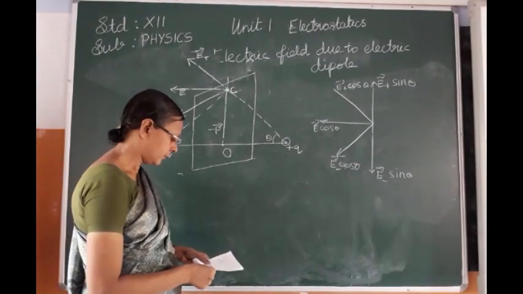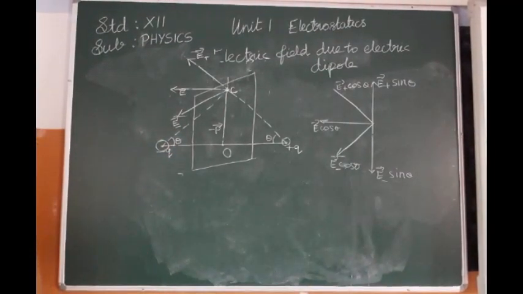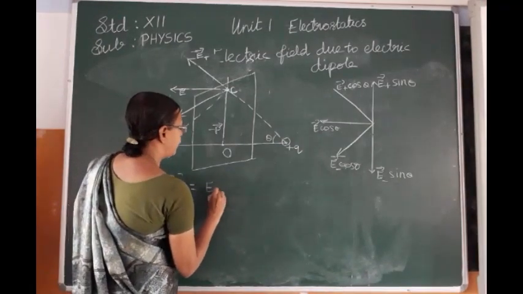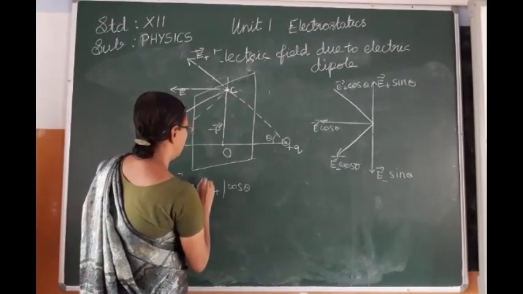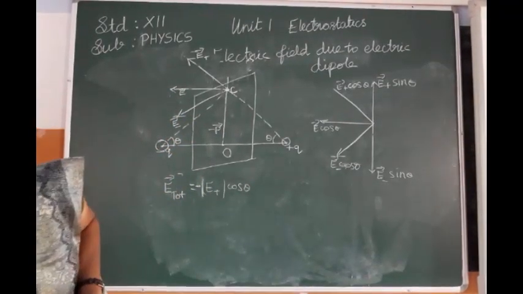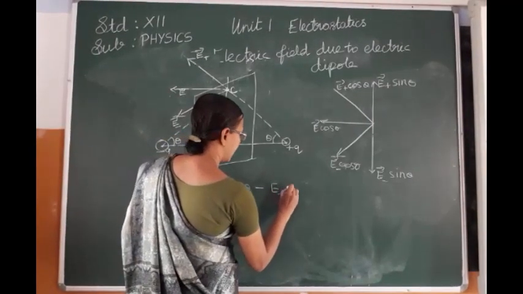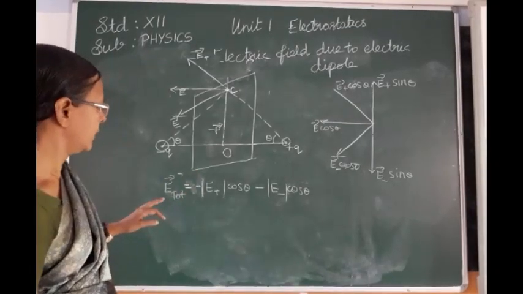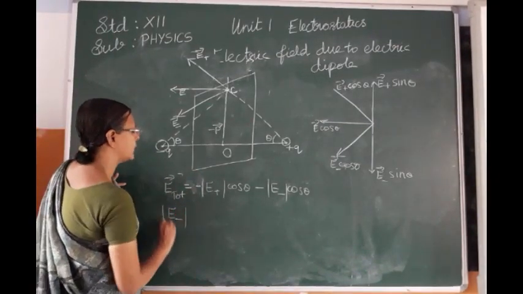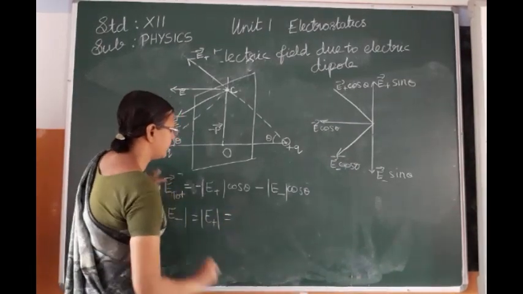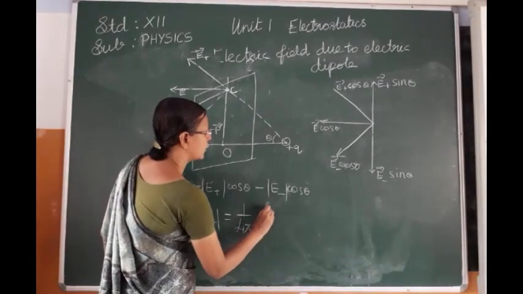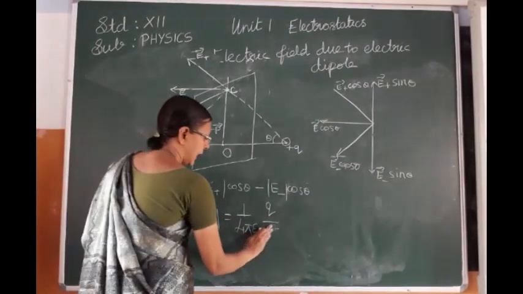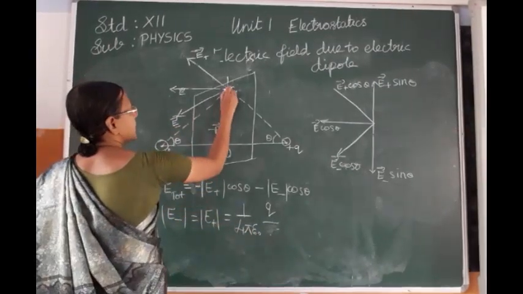Now, here these two components are there. So E total is equal to minus E plus cos theta, then minus E minus cos theta. These two we are taking as minus. Now, E minus value and E plus value are the same. So what is the E plus value? 1 by 4 pi epsilon 0 q divided by r square. This is the formula for the electric field.